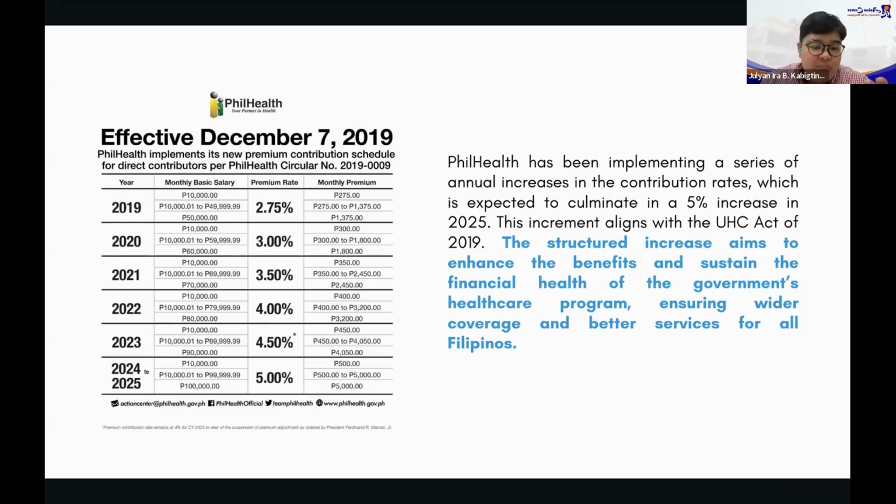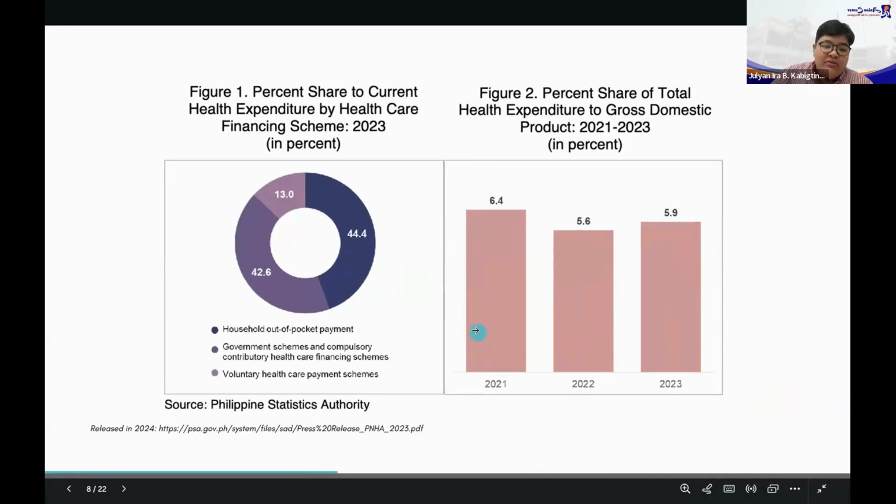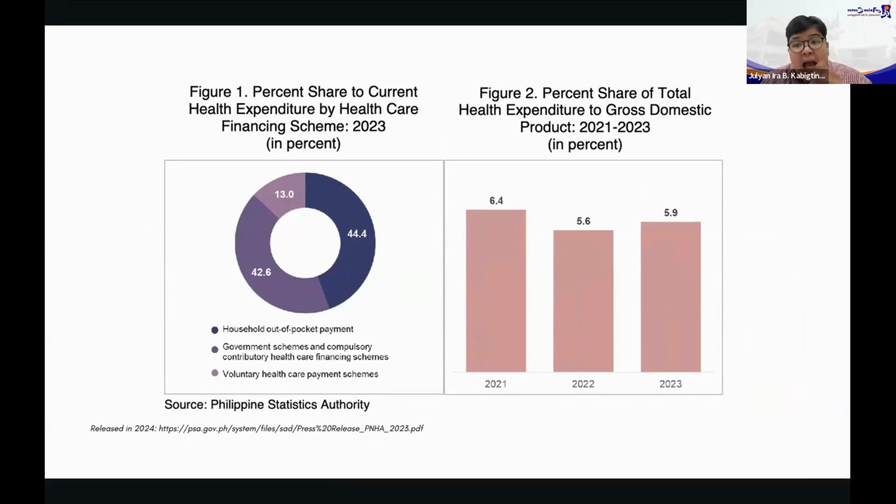This increase in the contribution started with 2.75 and will culminate in a 5% total increase this year, in 2025. The increase is aimed to enhance the benefits delivered and covered by PhilHealth. Nonetheless, according to the Philippine Statistics Authority in 2023, out-of-pocket spending, or spending that is usually from the households, was still at a staggering 44.4%, while 42.6% is the contribution of the people to PhilHealth. So, as you can see, it's almost equal. There's high out-of-pocket expenditure, but also high contribution to PhilHealth.